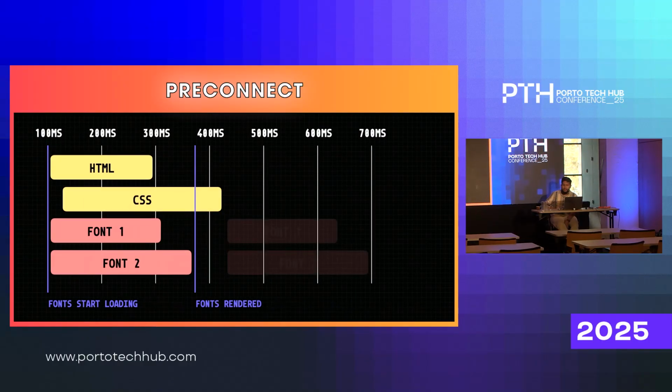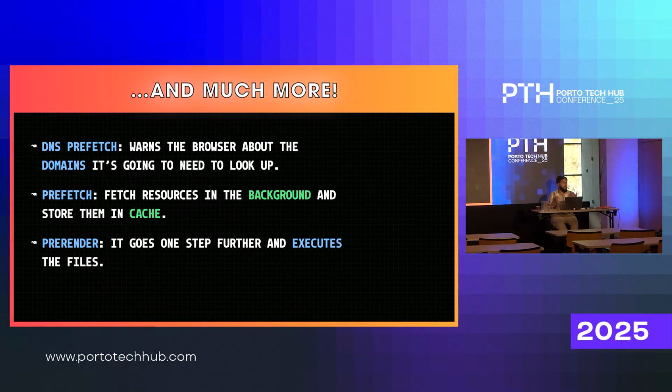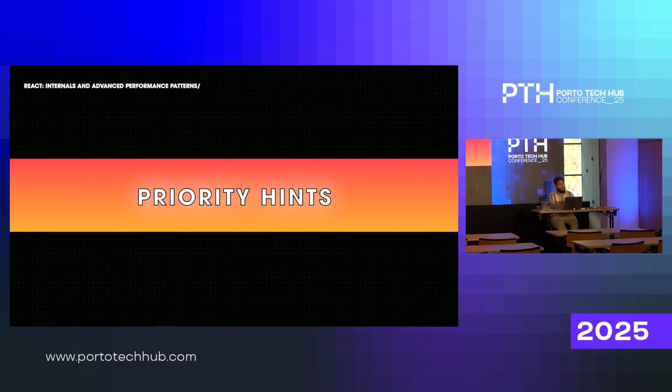By using preconnect, you can move things over here because they can be downloaded before your CSS is done parsing and even need them. And then when it needs them, they will be there and ready to be rendered. And much more, like with DNS prefetch, you can tell the browser about the domains it will need to look up. With prefetch, you can fetch the resources in the background when the browser is idle and store them. And the biggest gamble you can make is this prerender thing because it actually executes them and paints the whole view so that it's ready for you to use.